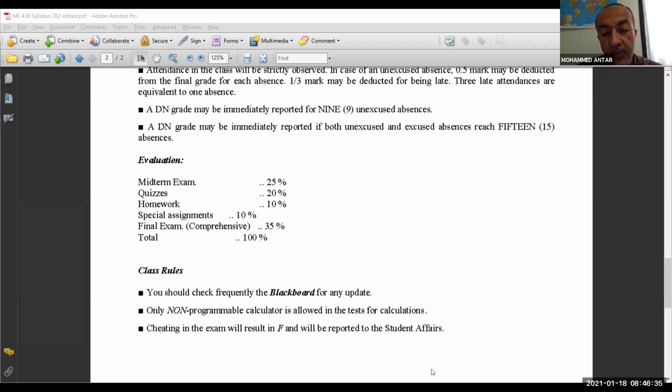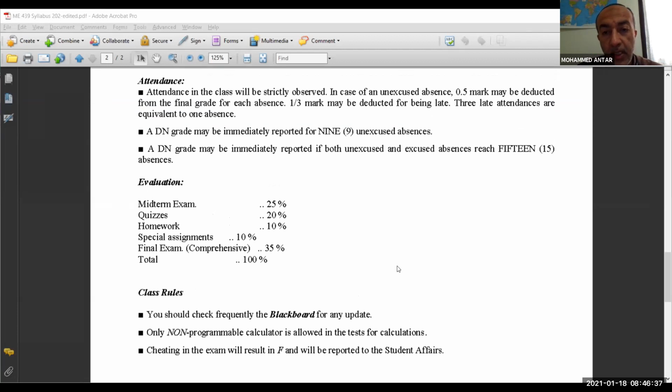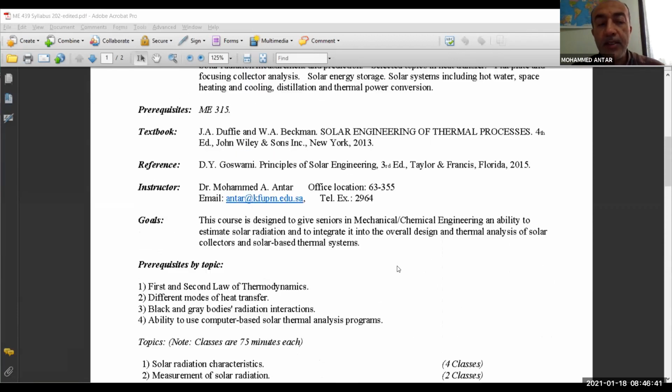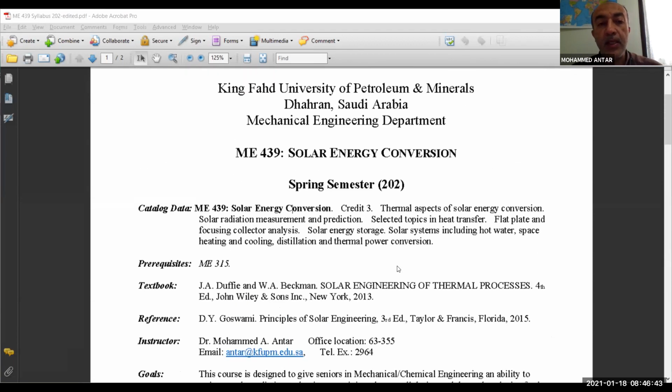So this is a general outline of the course, and then I would close this file of the syllabus unless you have any questions or comments. It's probably time again to close this.